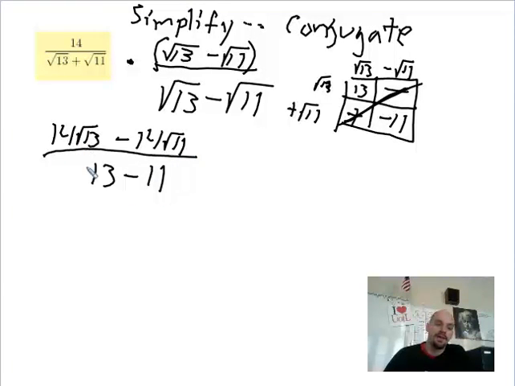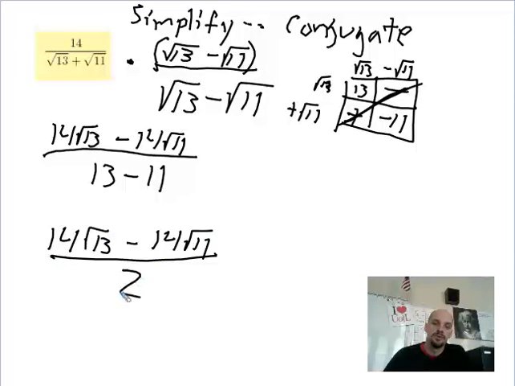So on the top right now, I can't simplify anything. This is 14 radical 13 minus 14 radical 11. But on the bottom, I can: 13 minus 11 is 2.